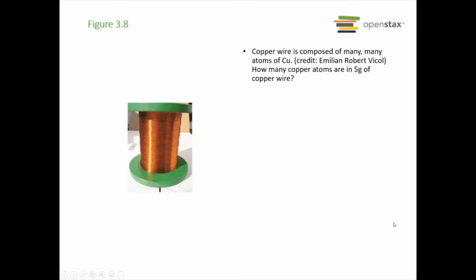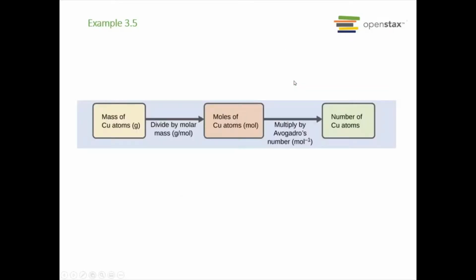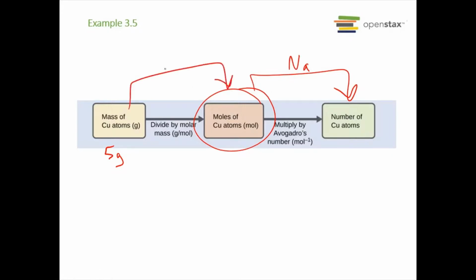So here's another example that we're going to work through. We're told here's copper wire, and it's composed of many, many atoms of copper. We want to know how many copper atoms are in 5 grams of copper wire. So to do this, we're going to start with our mass of copper atoms, which is 5 grams. And then we're going to go to moles of copper atoms, because we can't just go straight from mass of atoms to number of atoms. We need something in between. So we can go to moles, because then we know how to go from moles to number using Avogadro's number. And we can go from mass to moles using molar mass.